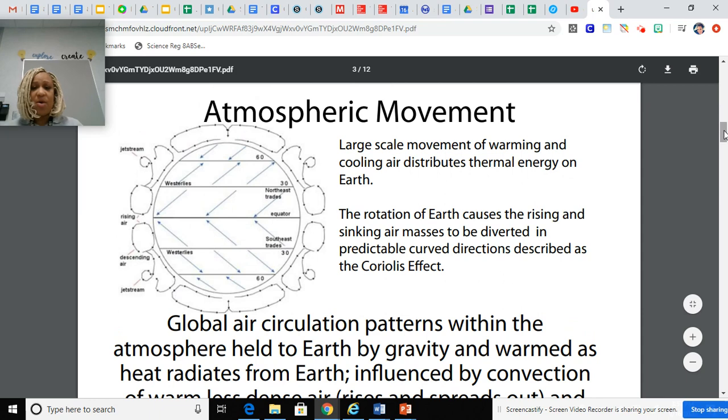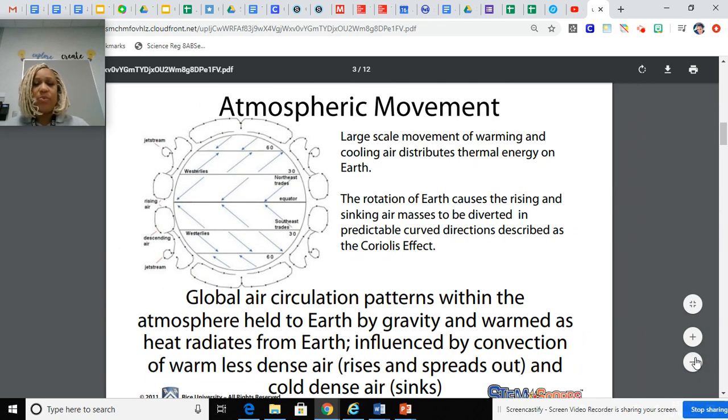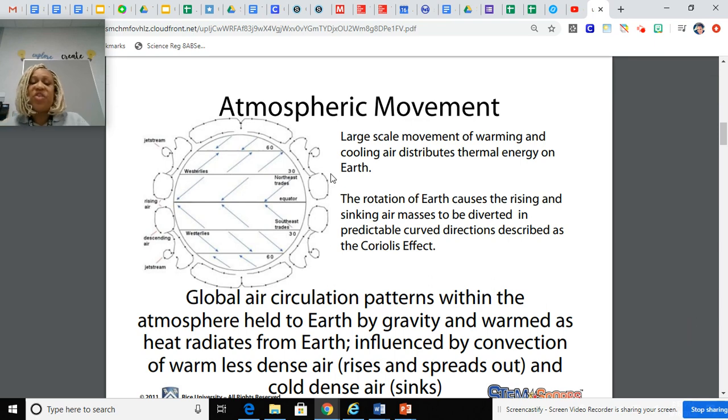All right, so atmospheric movement. When we talk about that atmospheric movement, we're going to be pretty much looking at these different prevailing winds, right? You have those westerlies, then you have the easterlies up there at the top, and right here in the middle, you have those trade winds, right? So large scale movement of warming and cooling air distributes thermal energy on Earth, right?